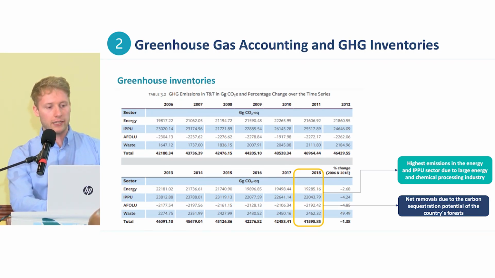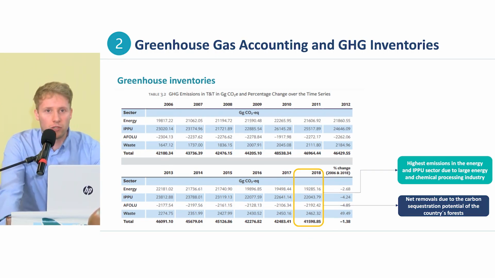You have the sectors here: energy, IPPU, AFOLU, and waste. AFOLU is negative because there are more forests, let's say, that sequester, than there are agricultural emissions and other land use emissions. And then you have IPPU as the biggest category, which I would say is a very specific case for an island state.